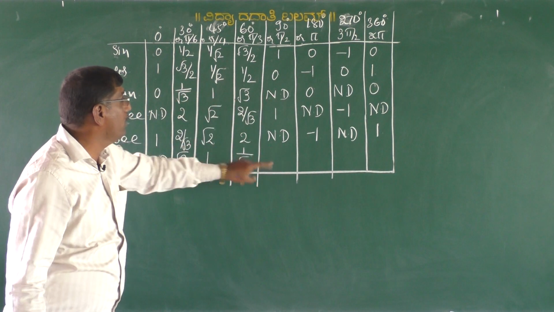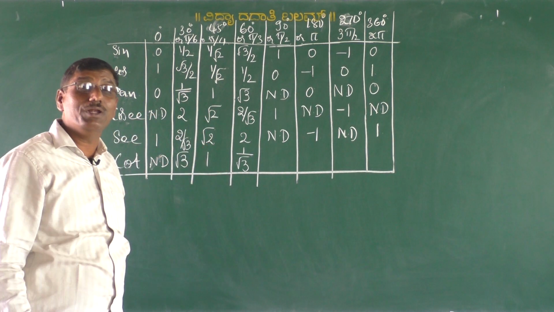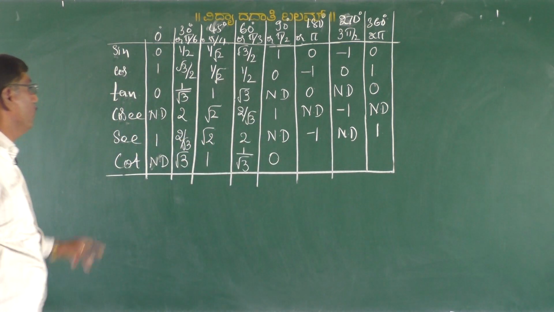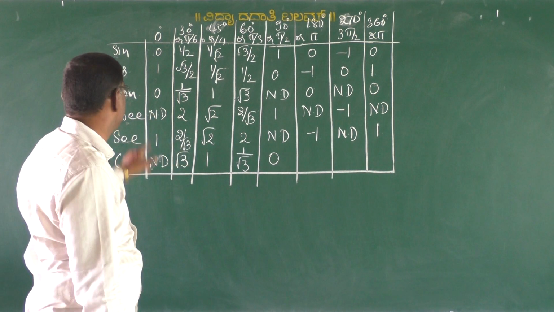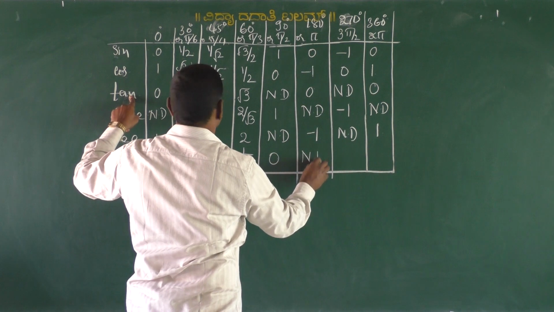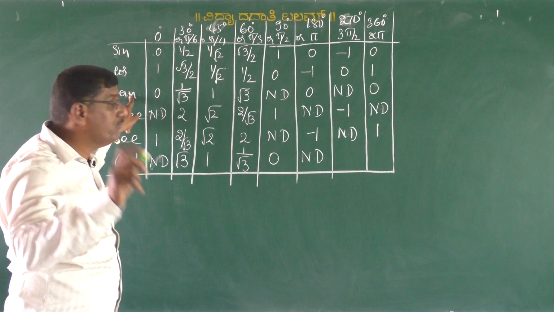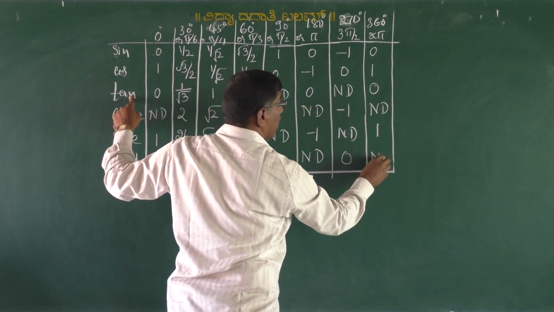Reciprocal of not defined, listen carefully, that means 1 by infinity. 1 by infinity is 0, my dear students. That is the reciprocal of 1 by 0, not defined. That is, 1 divided by not defined is 0. We know 1 by 0 is not defined.